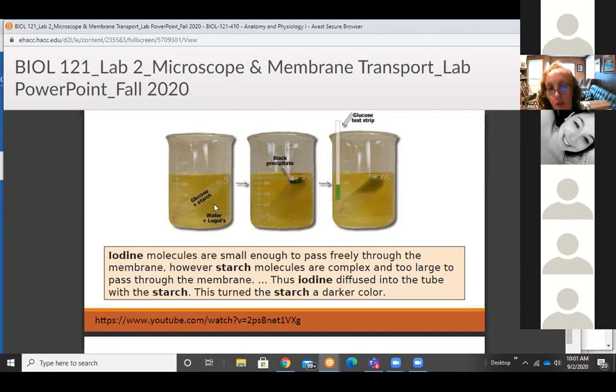And that's why when you put iodine in the water in here, you see that when the iodine diffuses into the bag, it darkens up the starch. But there's no starch that actually diffuses out into the bag.